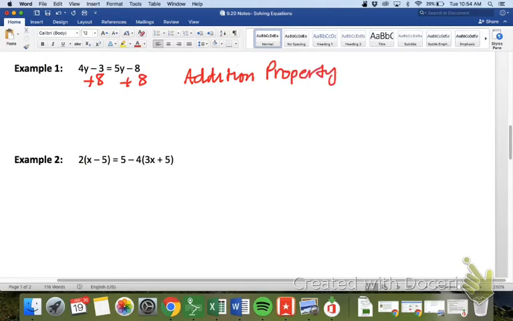And I'm writing my justification here. This is kind of like making a proof as to why a certain solution is the solution to an equation. So when you go to do your you-try examples, I want you to write down which property you used. So if we add 8 here, I'm going to get 4y plus 5, because negative 3 plus 8 is 5, is equal to 5y.